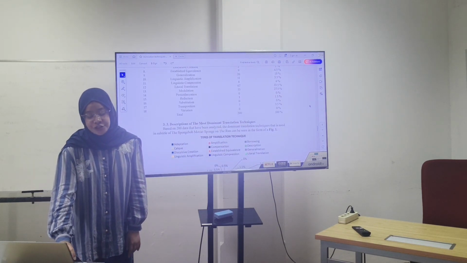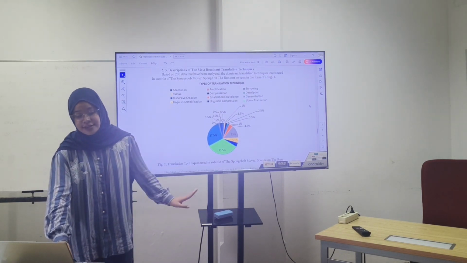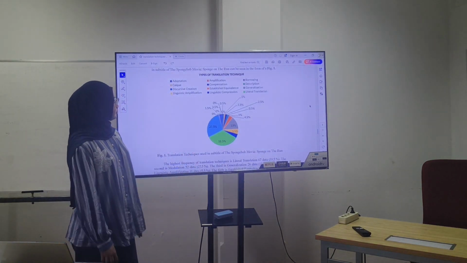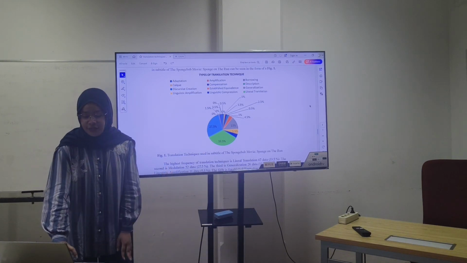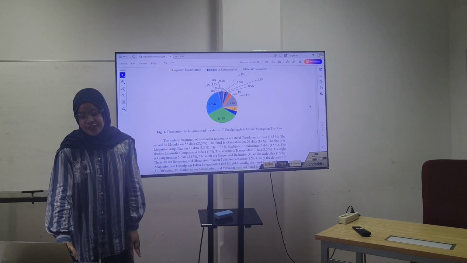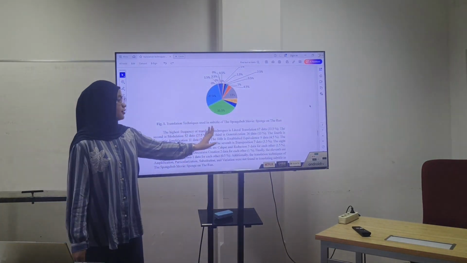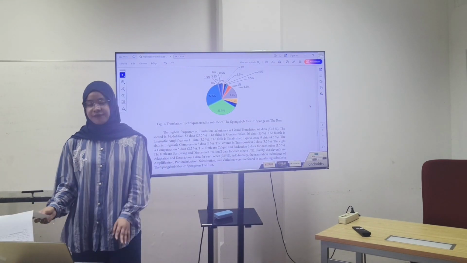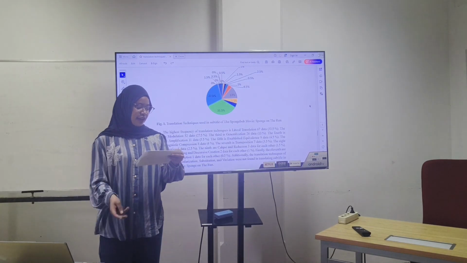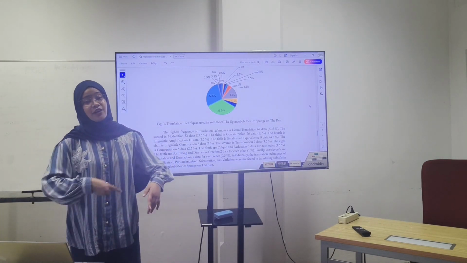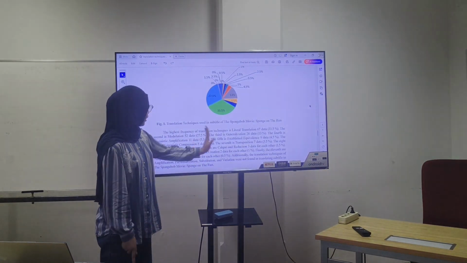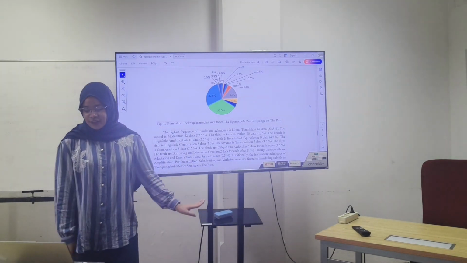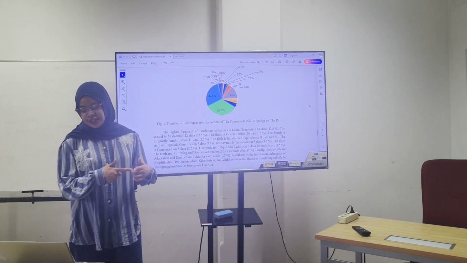So this article has 200 data that have been analyzed, and the dominant techniques are like this. The highest frequency of translation technique here is literal translation, which has 67 data. So what is this translation technique? It is a technique that we can call word-by-word translation. The second one is modulation. There are 52 data, for example, changing the perspective.